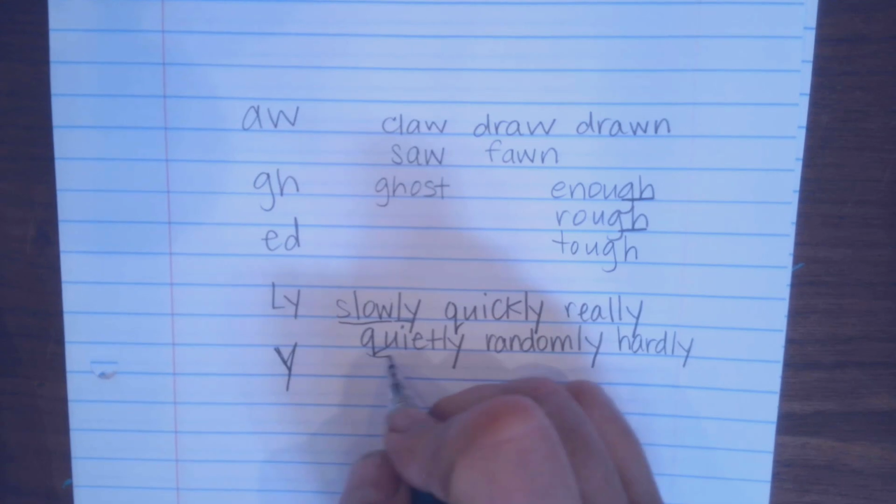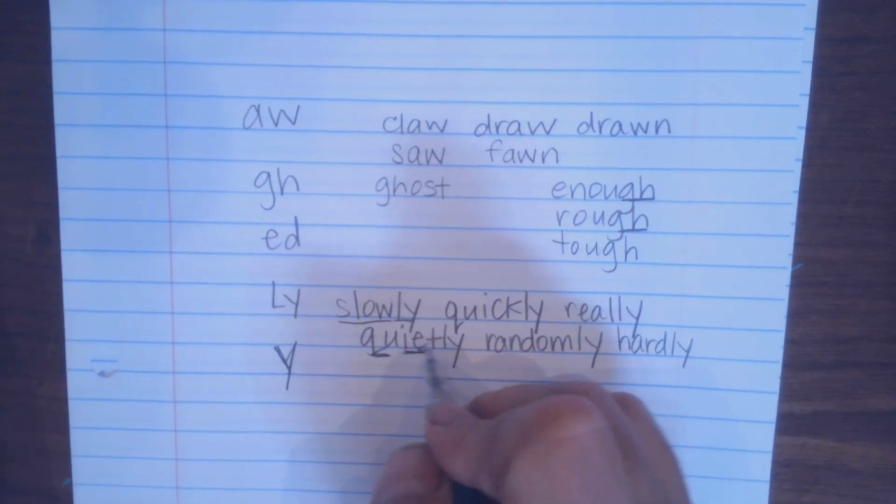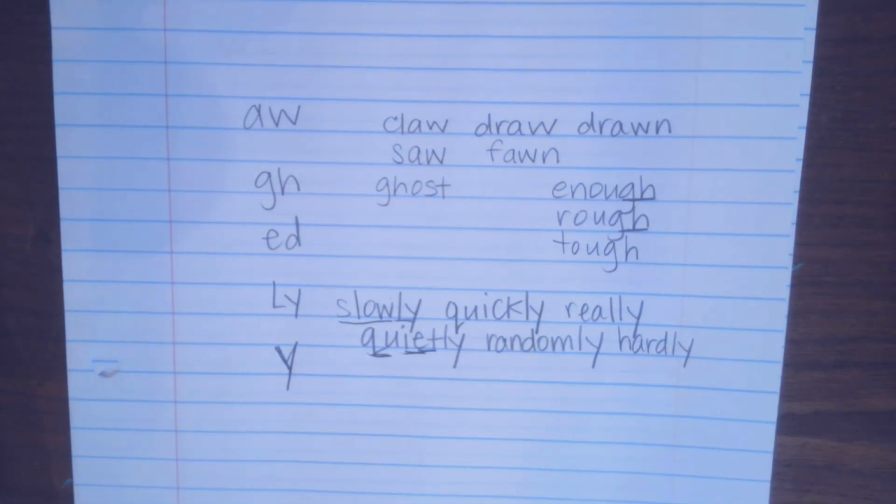This one is a QU, and then an IE, and then an ET, and then an LY. So it is a super challenge word, but I want you to try it.